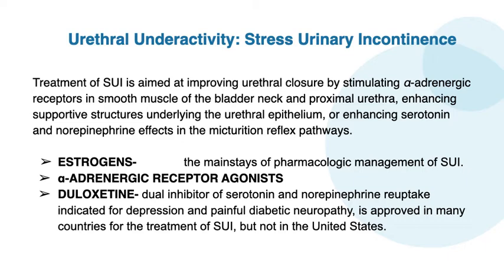We have the alpha adrenergic receptor agonists, and we have duloxetine, which is a dual inhibitor of serotonin and norepinephrine reuptake, indicated for depression and painful diabetic neuropathy. This drug is approved in many countries for the treatment of stress urinary incontinence, except the United States.